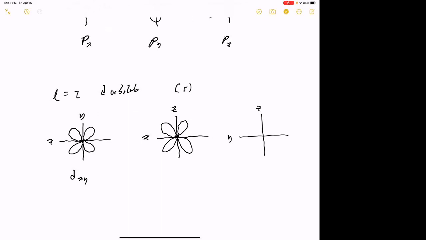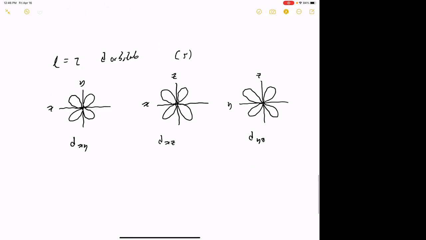But now we're bisecting the xz axes. So I would call this one a d sub xz. And then we have the yz axes, same thing. Put them out here as lobes. And since these guys actually bisect the yz axis, I'll call that a d sub yz.